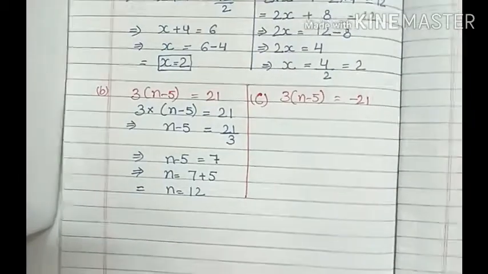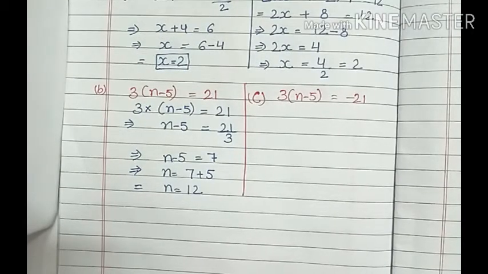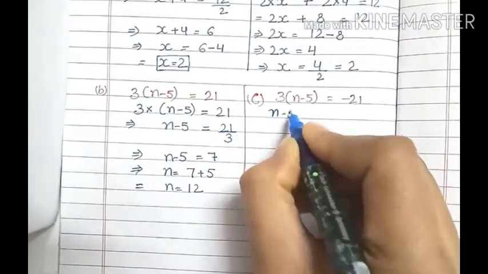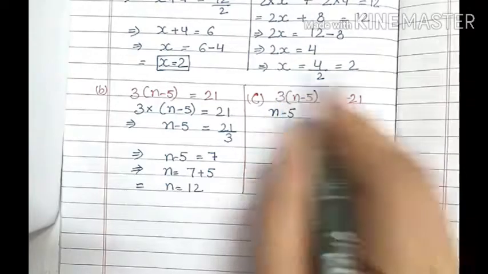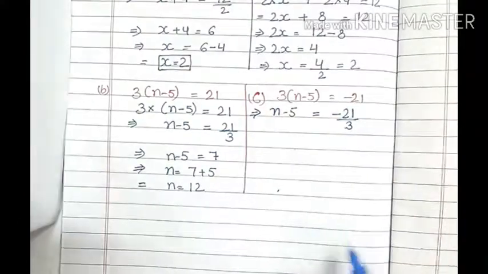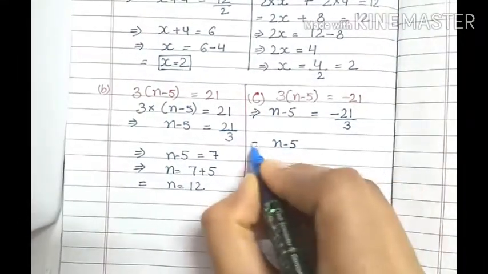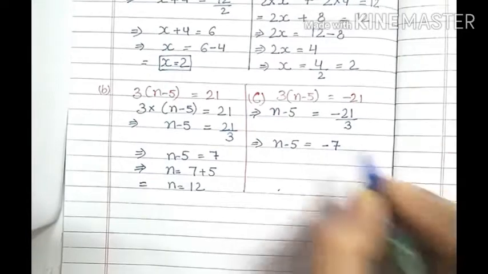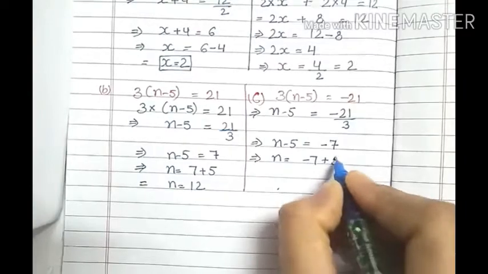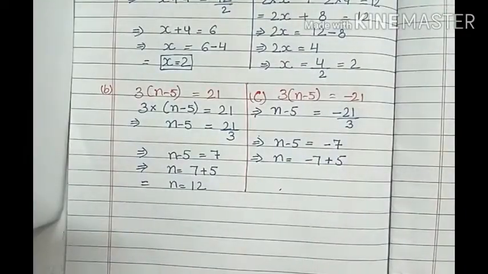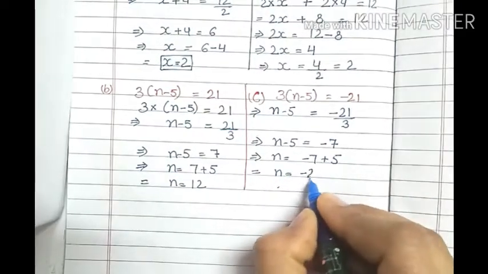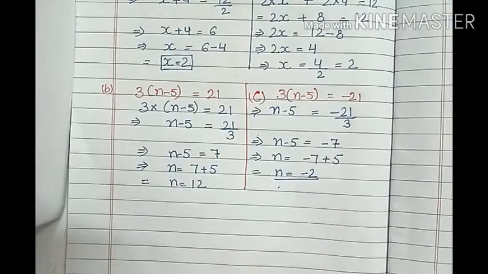Now same way there is C part: 3 into n minus 5 is equal to minus 21. So for removing this 3 you will transpose it to the right hand side and it will come minus 21 upon 3. So n minus 5 is equal to minus 7 you will get, and then we will transpose this 5. So minus 7 plus 5. This minus 5 will be transposed and it will become plus 5. Now what do we get as the answer? It is minus 2. So this is the solution of C part.